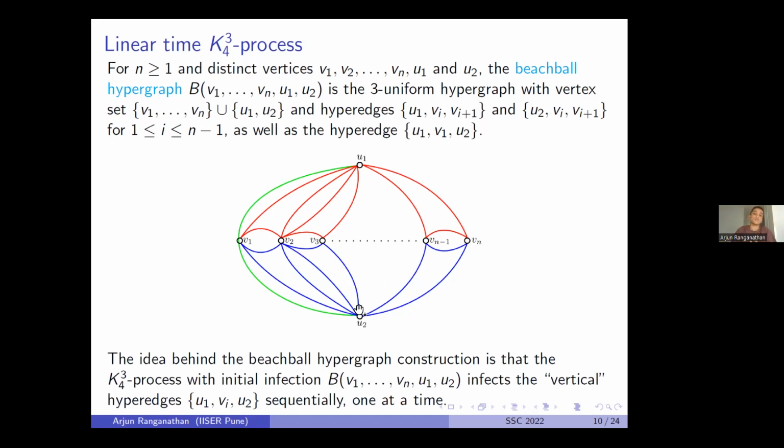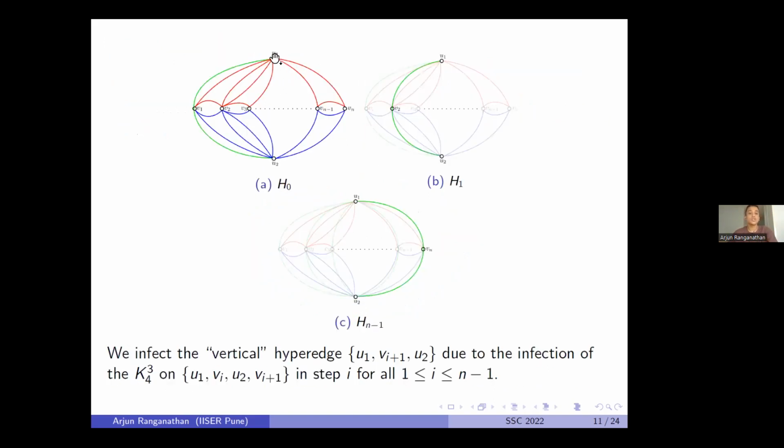The idea behind the beach ball hypergraph construction is that the K_4^3 process, whose initial infection is this beach ball, infects the vertical hyperedges of the form u1, vi, u2 sequentially one at a time. So let's go through this. So initially, this is what H0 looks like. And now you look at the K_4^3 on the 4 vertices u1, v1, u2, and v2. So the top and bottom vertex and the first 2 vertices of your row.